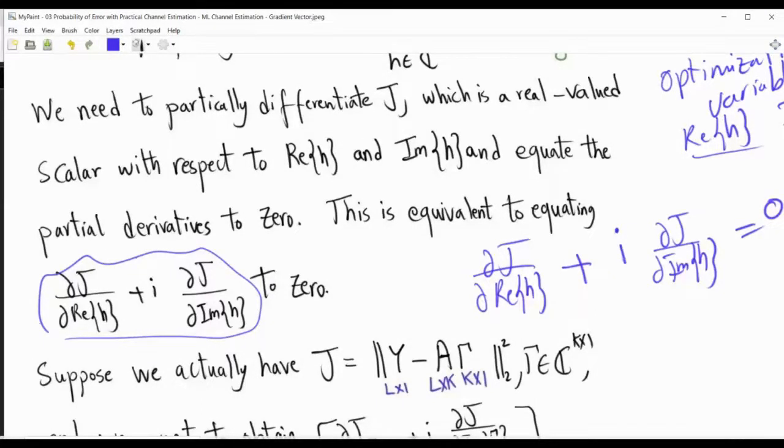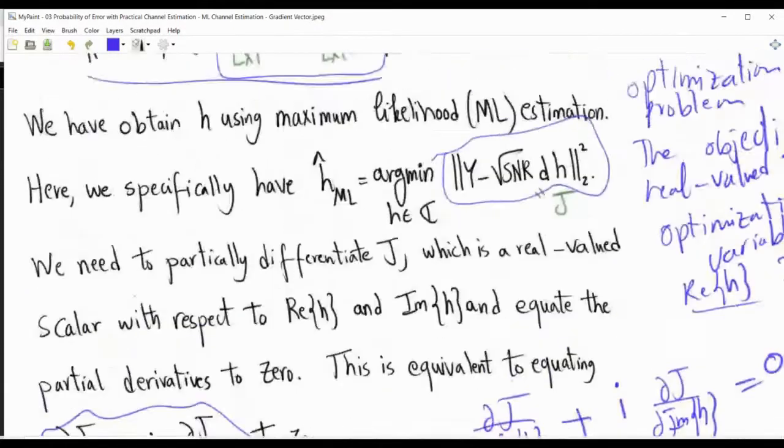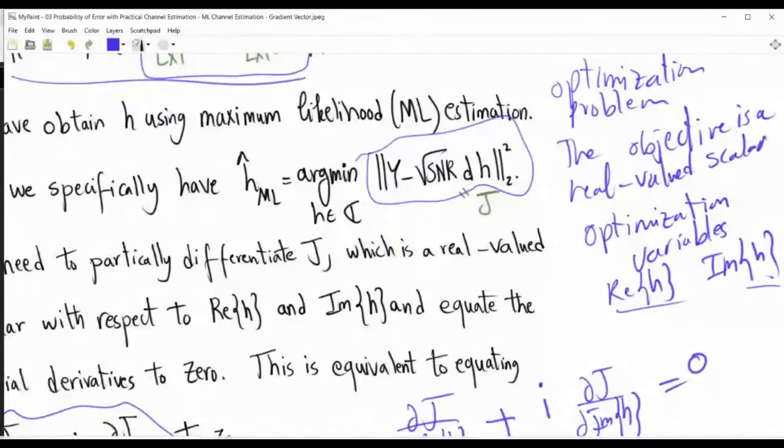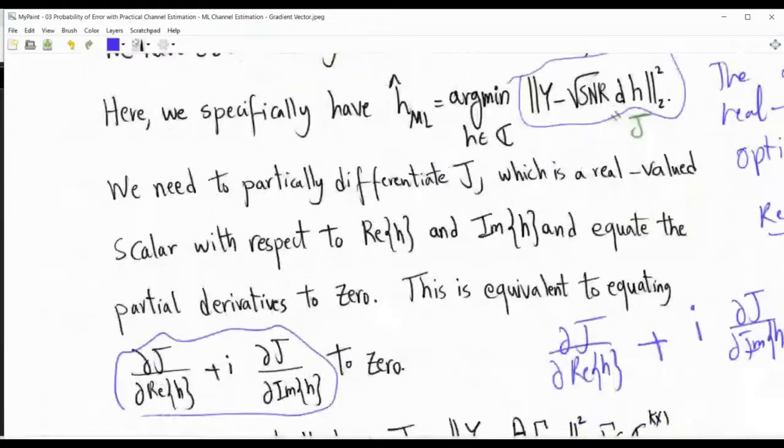So how can we obtain those partial derivatives efficiently? It makes no sense to actually expand this L2 norm squared and then write down each complex variable as a real part and imaginary part. It will be very messy, very tedious. So how can we obtain the partial derivatives?